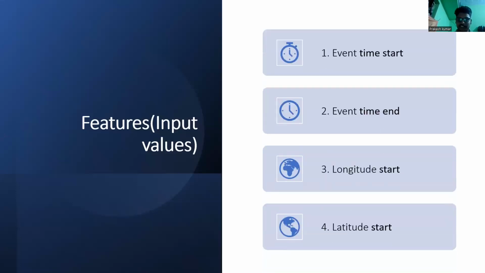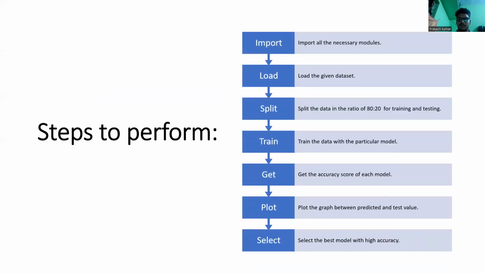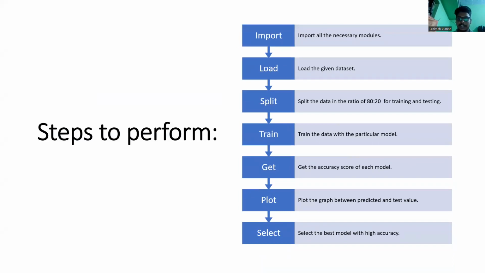So these are the features that are given in the data set: event time start, event time end, longitude start, and latitude start. And with the help of those features, we have to predict the target labels, that is longitude end and latitude end. So these are the steps involved. First of all, we have to import the data, and after loading the data, we have to split the data into training and testing data, and then we train our data with the help of different types of models, and then we will check the accuracy.